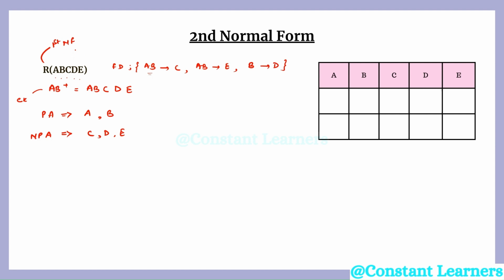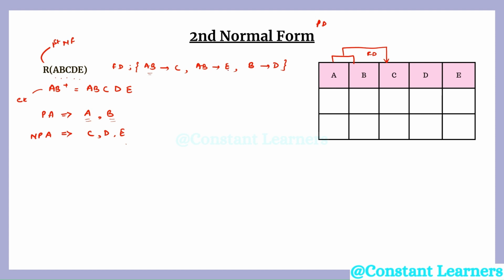Let's assume that our relation is already in first normal form. Now we need to check whether this is in second normal form or not. For that we need to check the partial dependencies. A partial dependency exists when a non-prime attribute is dependent on a proper subset of the candidate key. That means out of C, D and E, if any attribute is dependent on either A alone or B alone, then partial dependency exists. Here C is dependent on AB together, the candidate key. So this is not partial dependency; this is full functional dependency.